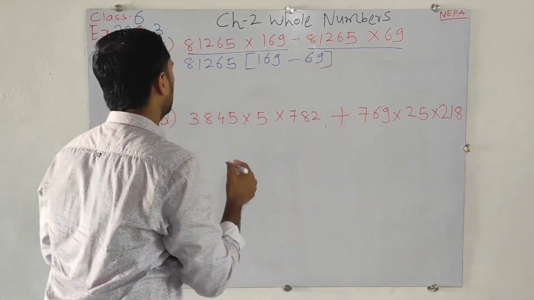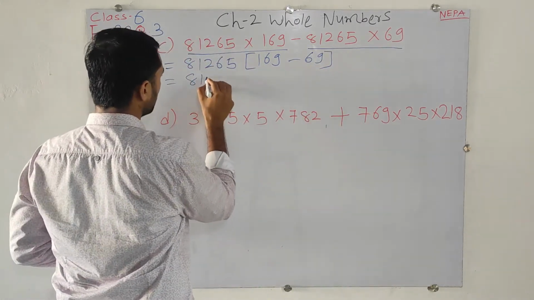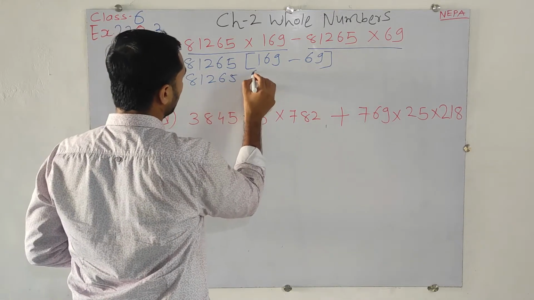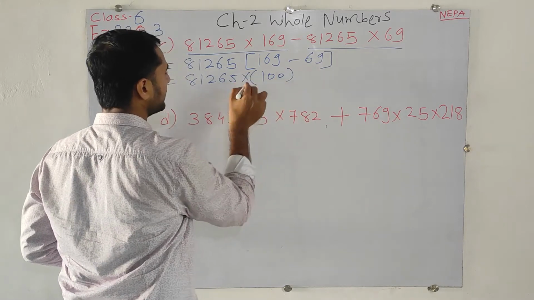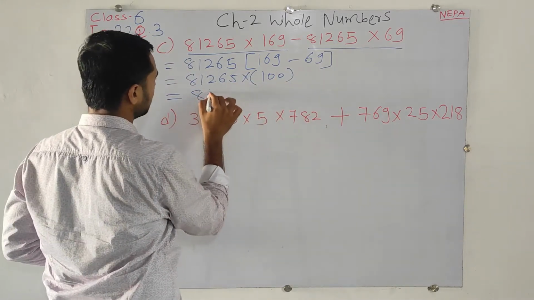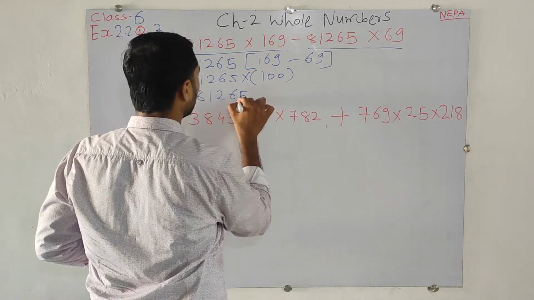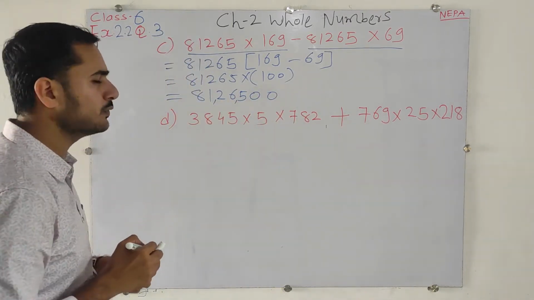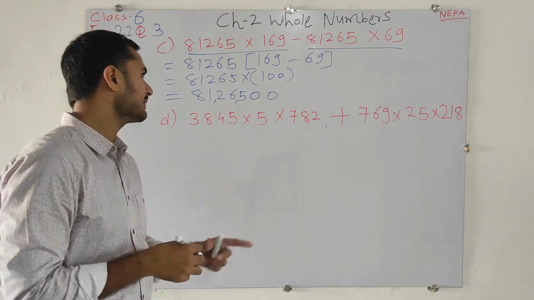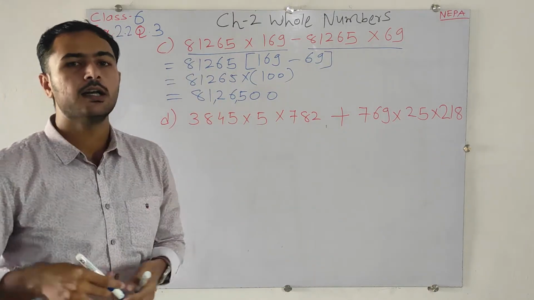Okay. Now this is 81,265 bracket 169 minus 69. That is 100. Okay. And no sign is there. It means there is a multiplicative sign. And our answer is 81,26,500. Okay, this is the answer of sub question C of question number 3.